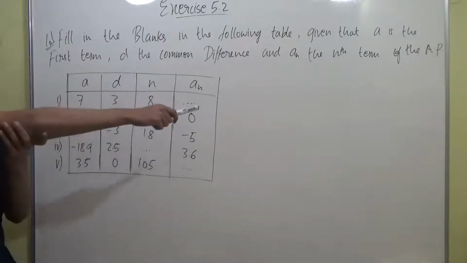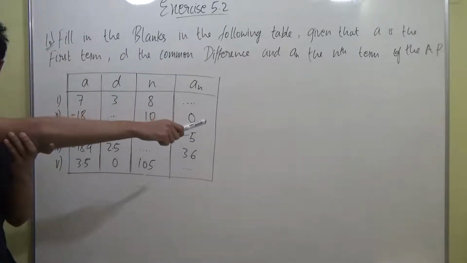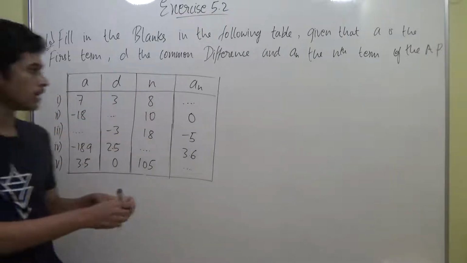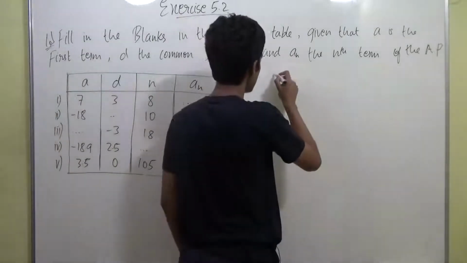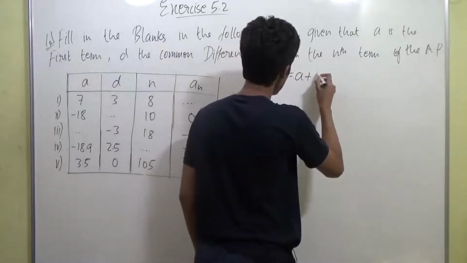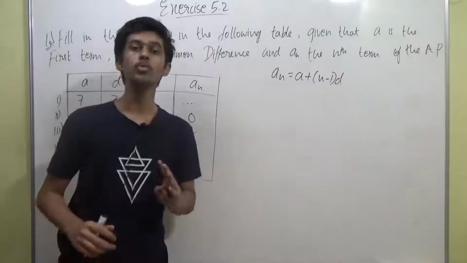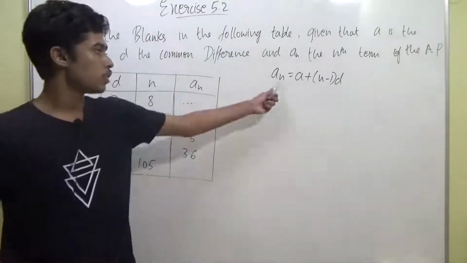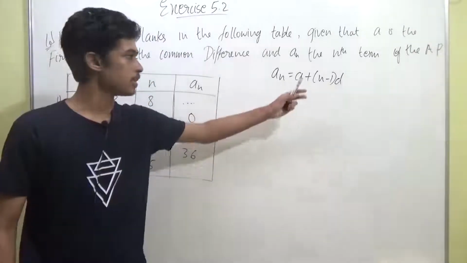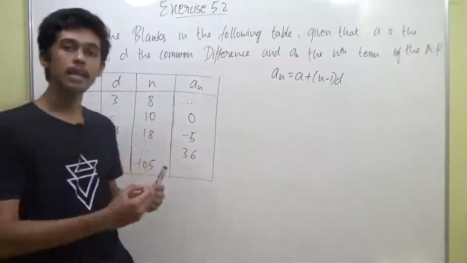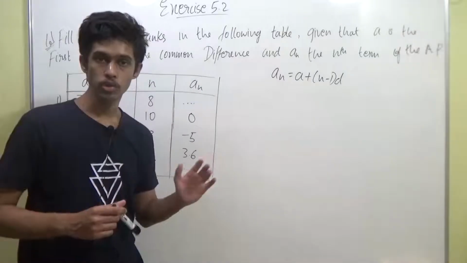Just now I wrote an equation, right? a_n equal to a plus (n minus 1) into d. So here are the four things in that equation. In this equation, there are four variables: a_n is the first variable, a is the second variable, n is the third variable, and d is the fourth variable. So given any three variables, we'll be able to find the fourth variable, correct?